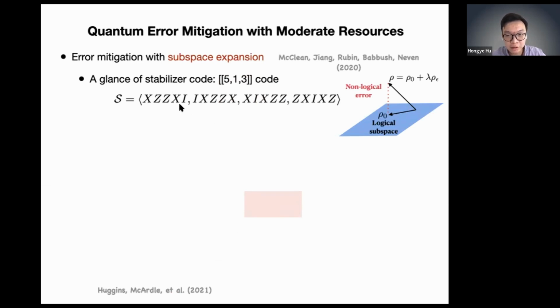The stabilizer error correction code is usually defined by this stabilizer group. For example, in this 5-1-3 stabilizer code example, people use 5 qubits to encode 1 logical qubit, and the stabilizer group is specified by those 4 Pauli string generators. Therefore, in total, the stabilizer group will contain 2 to the 4, which is 16 group elements. Then the logical subspace is the eigenvalue 1 subspace of all the group elements.